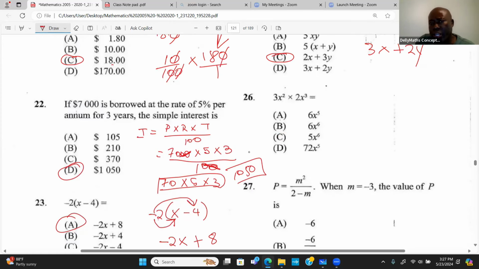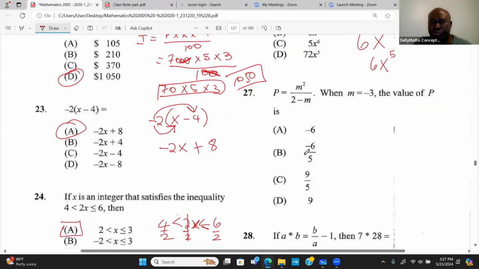26. What we're doing here, we're multiplying 3 times x to the second power by 2 times x to the third. Be advised that the coefficients will multiply. So 3 times 2 will give us 6. But when the same letter is multiplied, we have to add their powers. Be careful. So we're looking at 6x raised to the fifth power, and the answer is A, right?